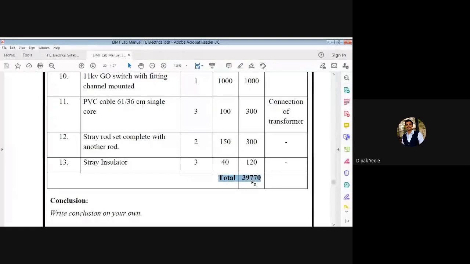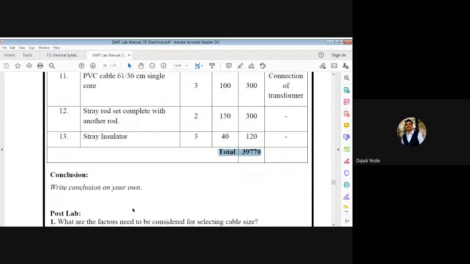We are not interested in installing. We are just interested in collecting the information to identify the different components and to identify the rate in the market. Yes, so this is a simple study experiment.